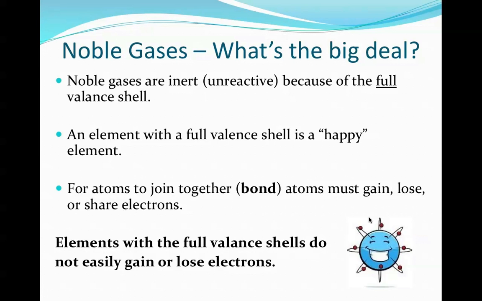An element with a full valence shell is kind of like a happy element. It has everything it needs, so it doesn't have to gain or lose or share electrons in order to achieve that perfect, ideal number of 8 electrons. So elements with these full valence shells do not easily gain or lose electrons, so they won't participate in reactions or bonding.